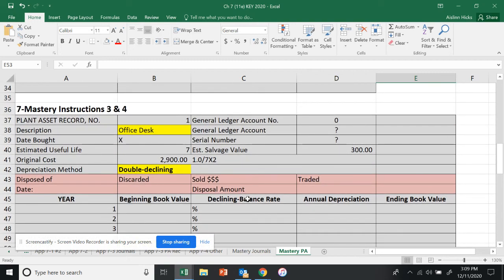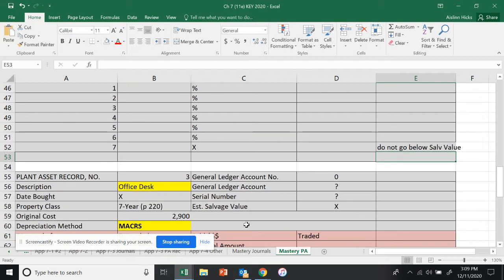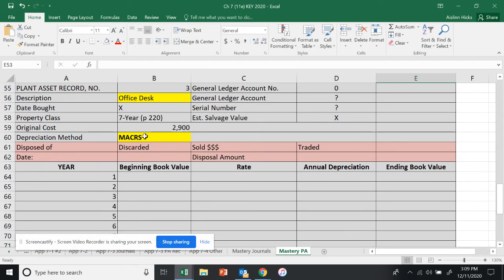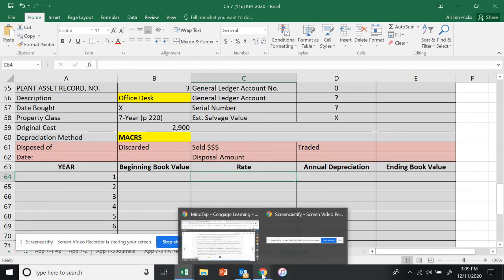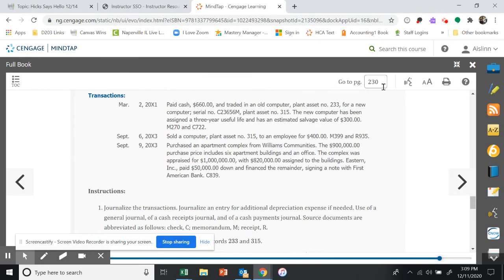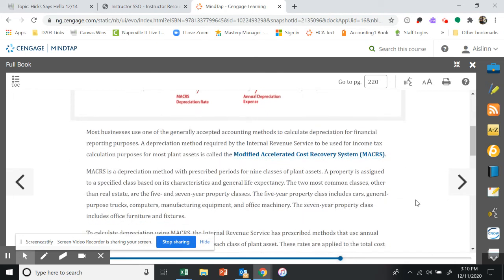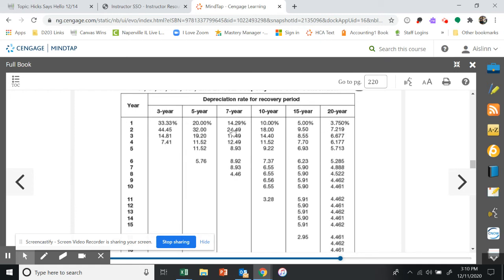So that's double declining. Now, when you do it for MACRS, modified accelerated cost recovery system, I said reduction, meant recovery. Now we are told that it's a 7-year property class. And so on page 220 of the book, we've got to look up these rates. We did this in class the other day. I'm going to show you my textbook real quick. I'm going to go to page 220. And here's my 7-year rates.